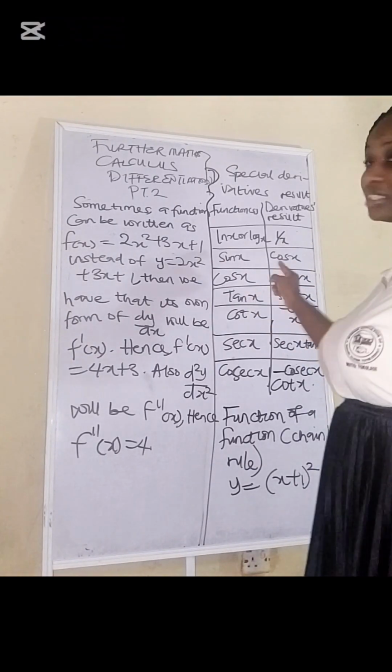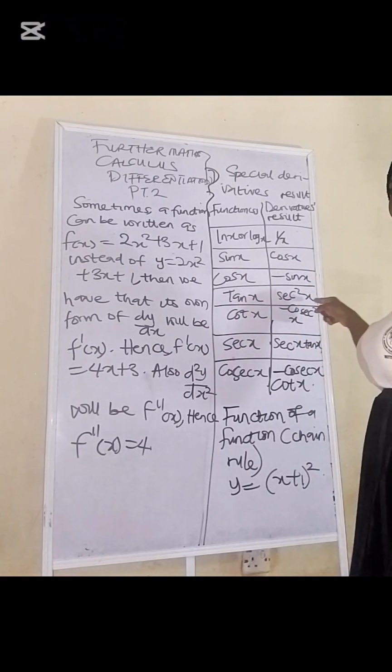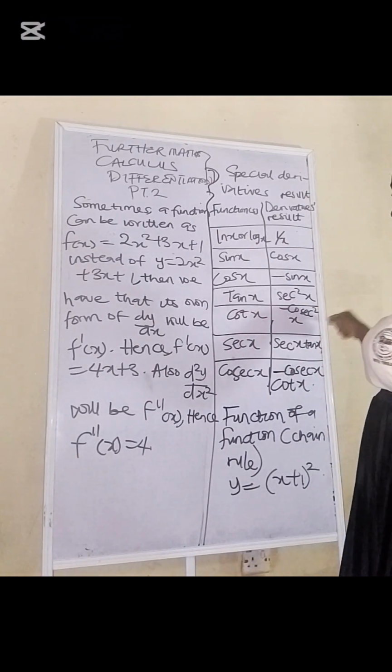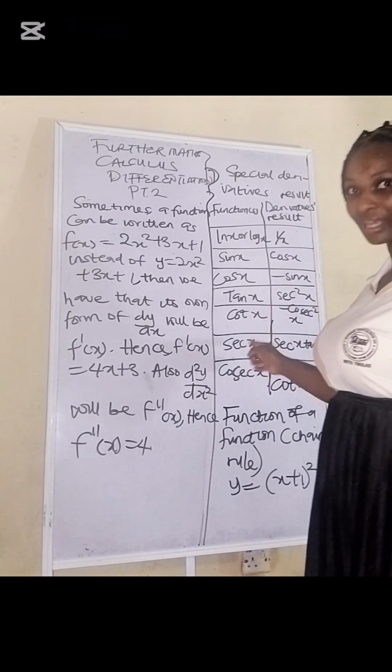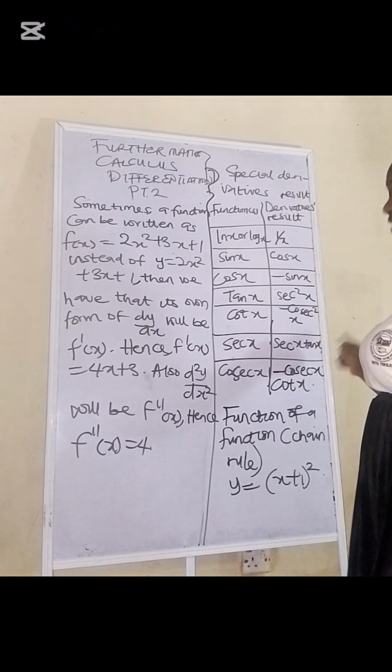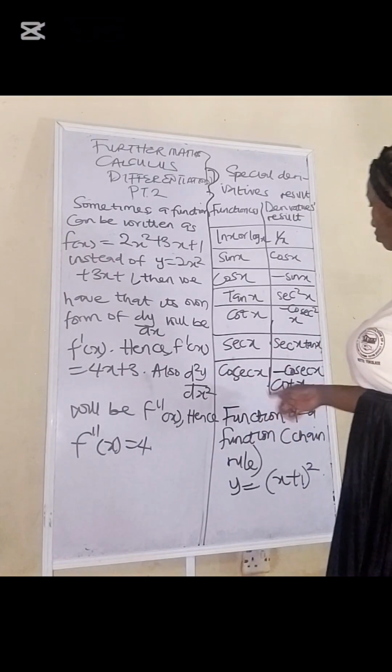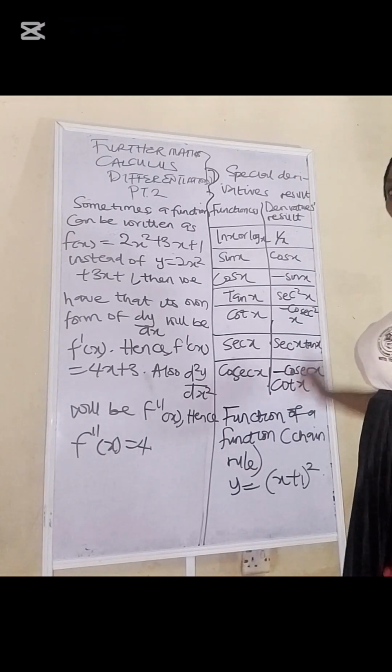If you differentiate tan x, it will be sec² x. If you differentiate cot x, it will be minus cosec² x. If you differentiate sec x, it will be sec x tan x. If you differentiate cosec x, it will be minus cosec x cot x.